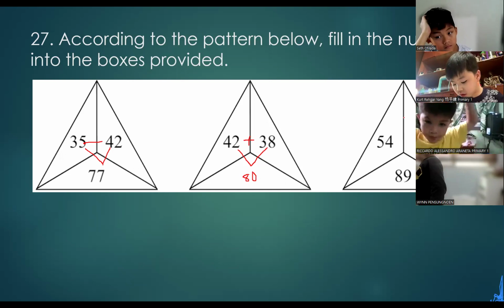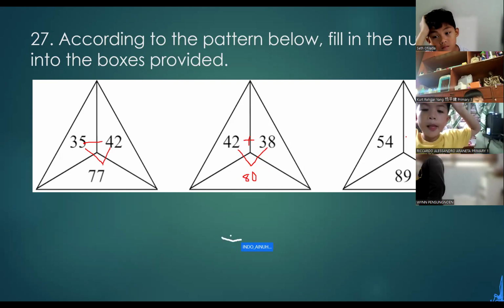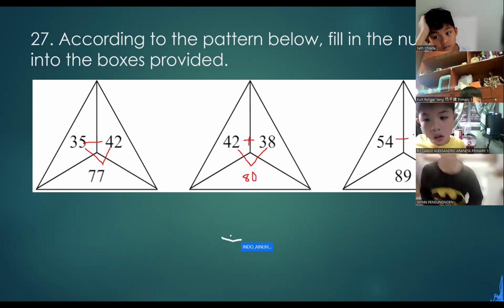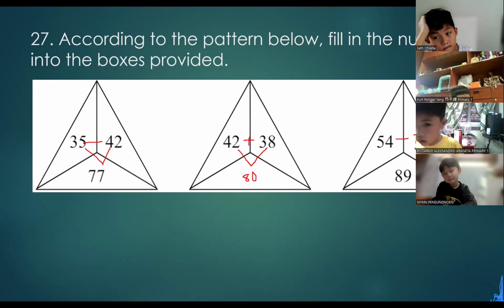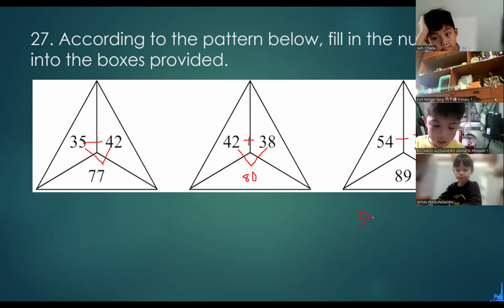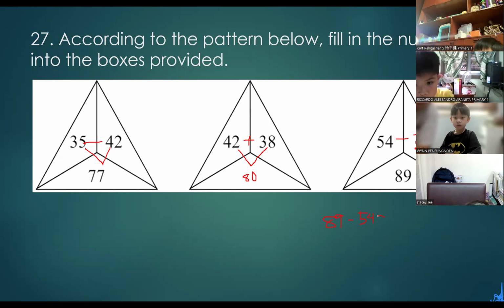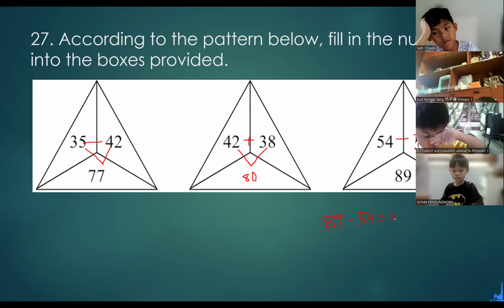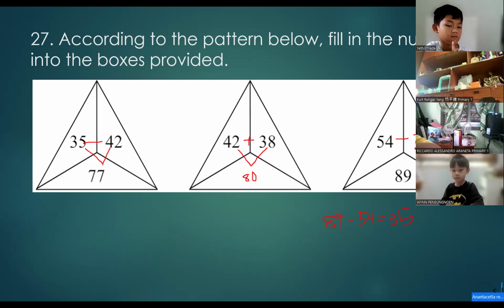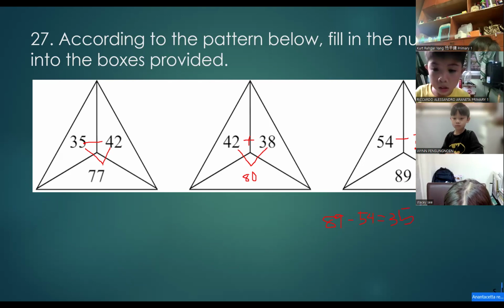How about the third triangle? You need to find the missing here. So you need to add 54 plus question mark. So how would you find that? You need to find 89 minus 54. So how much is that? 35. Very good. 35. So for the third triangle, you have 35.